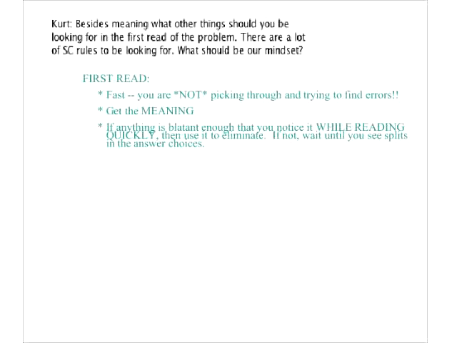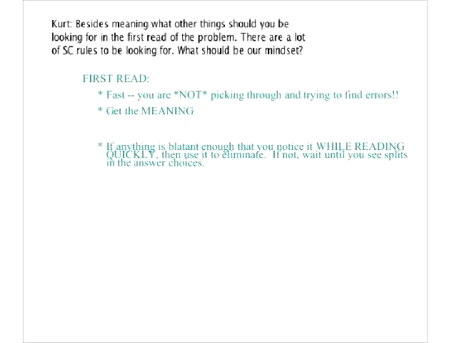So, I mean, it depends. Meaning is tied in with parallelism. When things are supposed to be parallel, that's part of the meaning. So that includes what should be parallel, because that's part of the meaning issue, like that you have to get as you read the sentence.